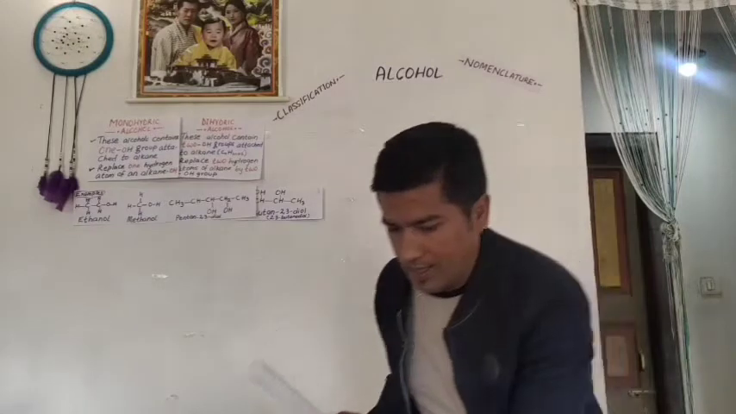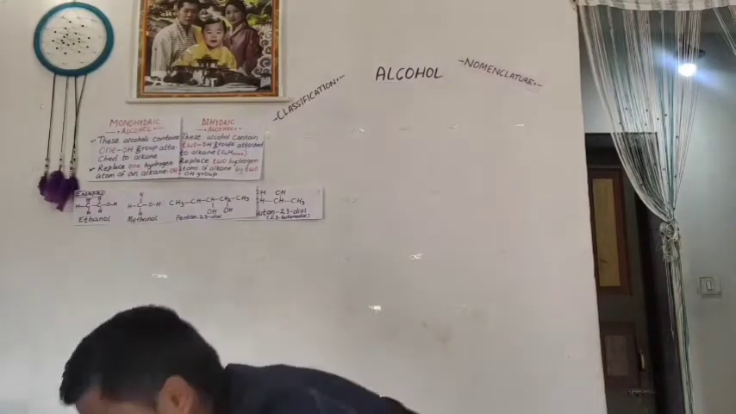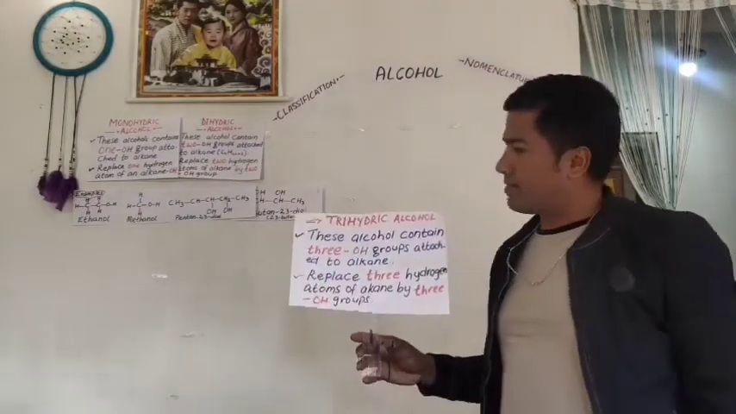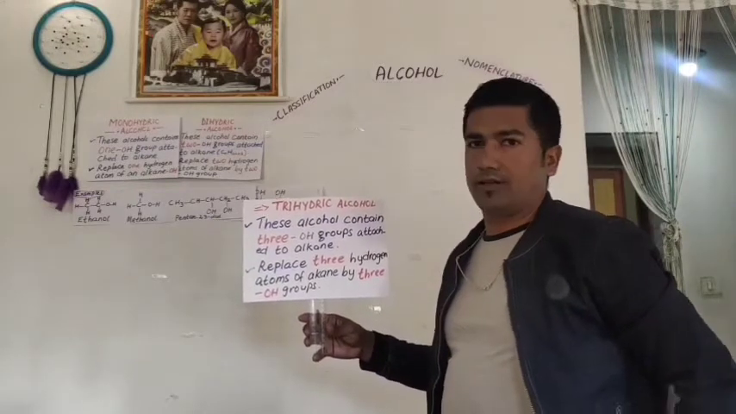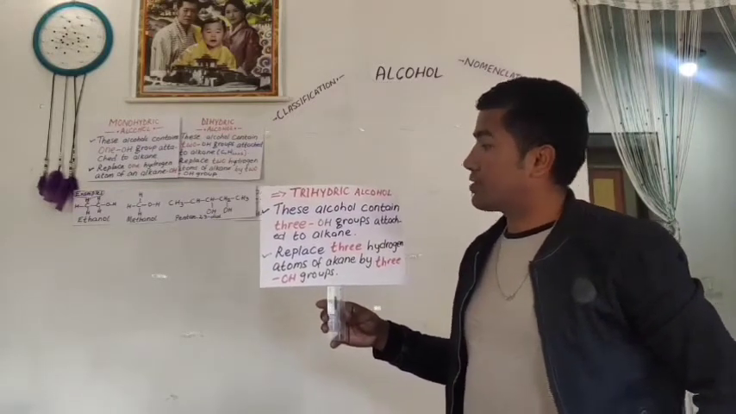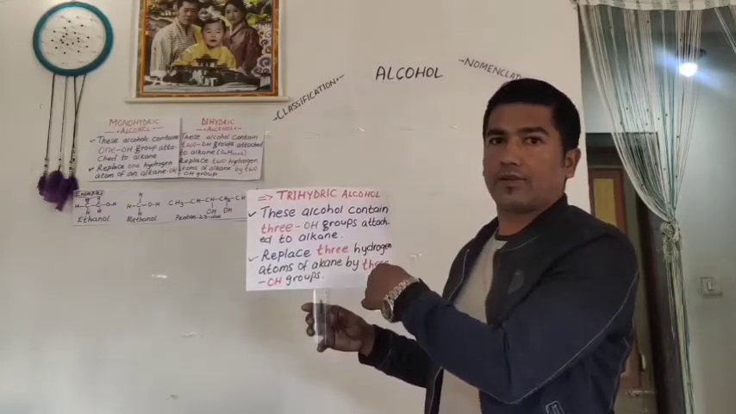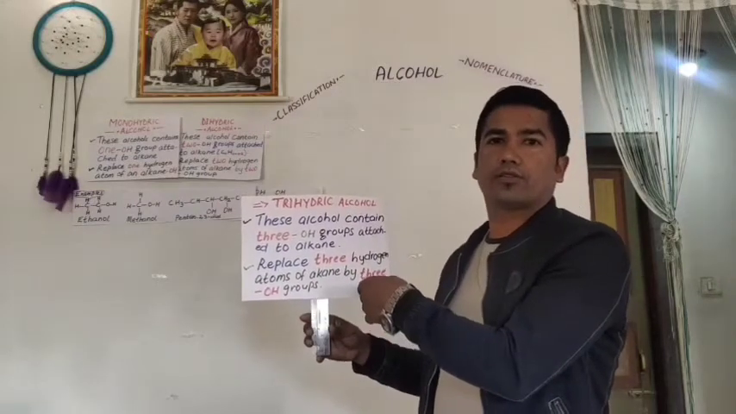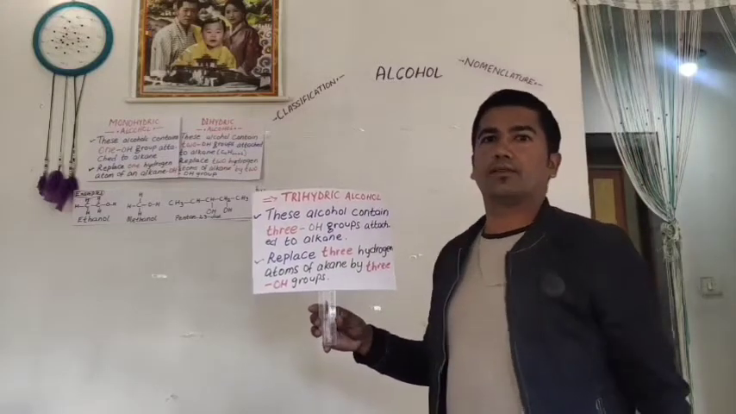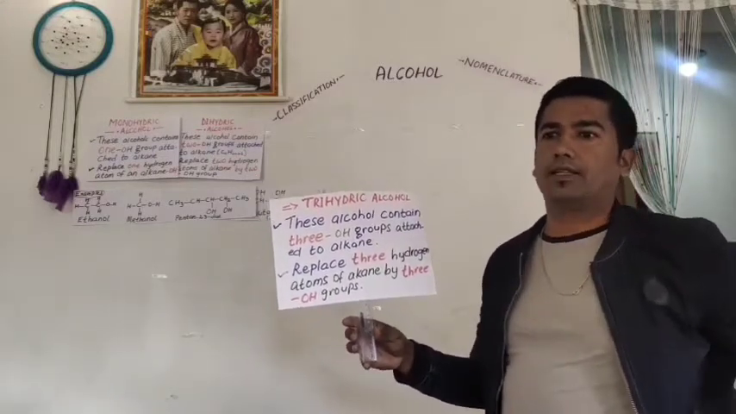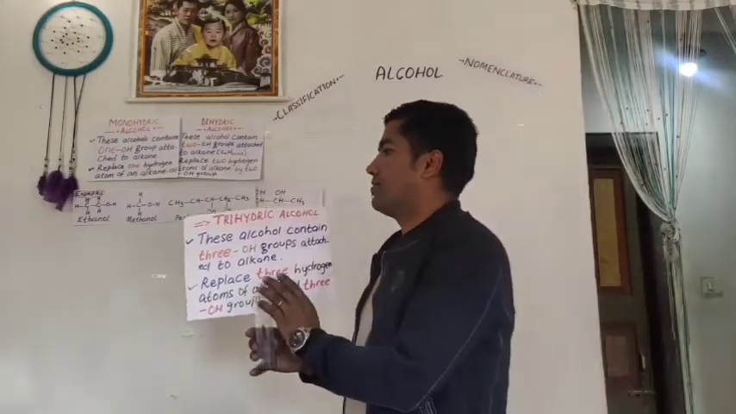Now let's go to the third category of alcohol. This third category is called trihydrate alcohol. This alcohol contains three OH groups attached to the alkane. Here we replace three hydrogen atoms with three OH groups. So when three OH groups are found in the hydrocarbon chain of an alkane, we say trihydrate alcohol.